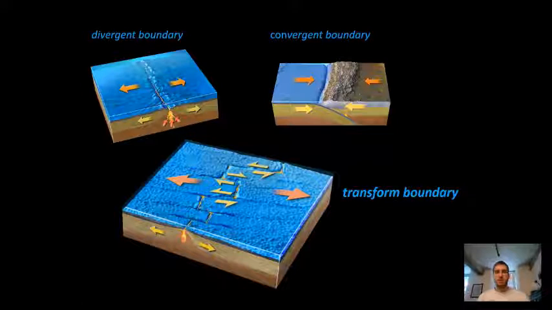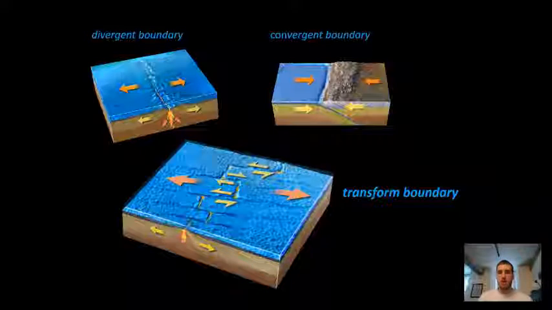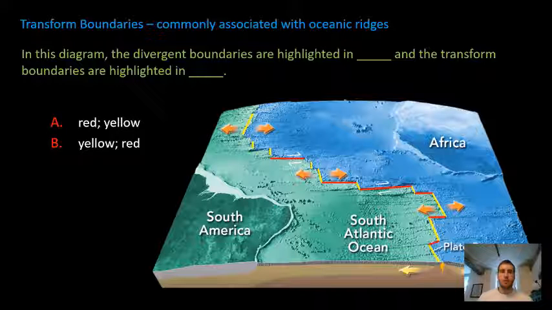Okay, the topic of this mini video lecture is transform boundaries, which is the last of the three types that we haven't discussed yet in class. So I'll lead into this with a bit of a clicker question. And you can see there at the top it says transform boundaries are commonly associated with oceanic ridges.